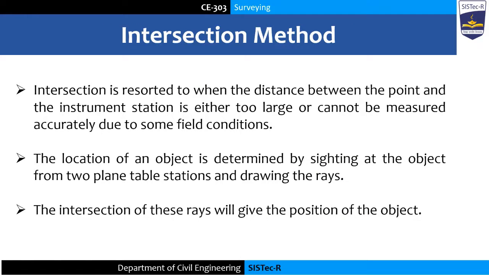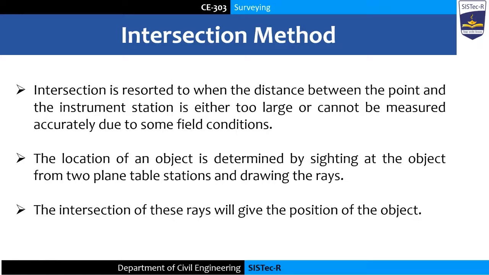So the second method of plane table surveying is the intersection method. Intersection is resorted to when the distance between the point and the instrument station is either too large or can't be measured accurately due to some field conditions. So when you can't reach some points on the ground, you will use the intersection method. At least you need 2 points where you can reach to determine all the other points.